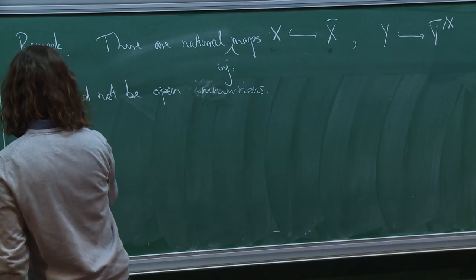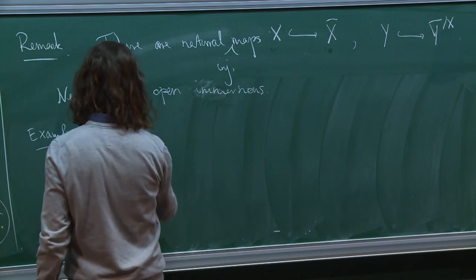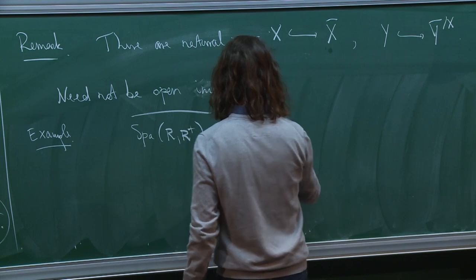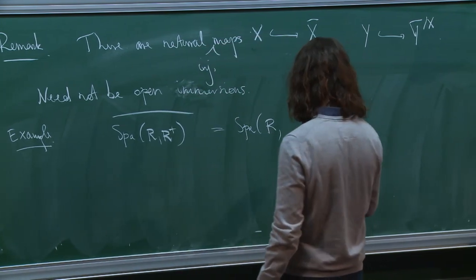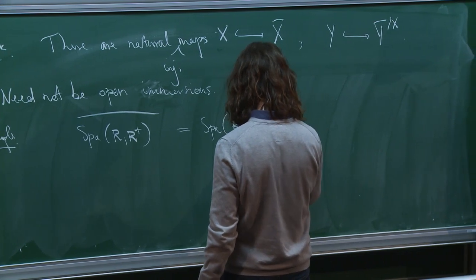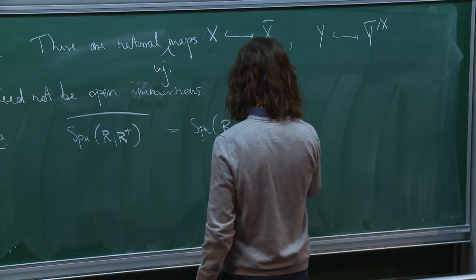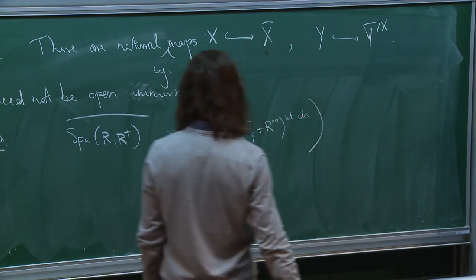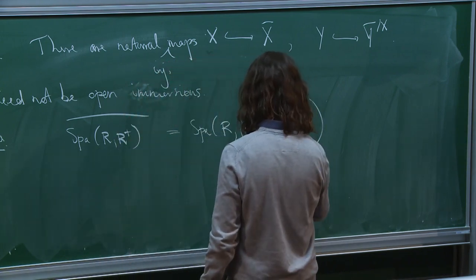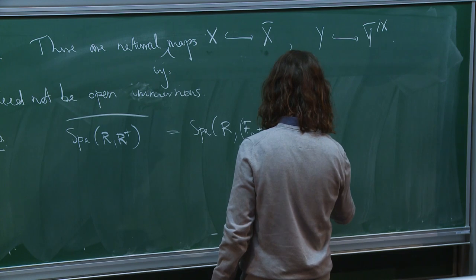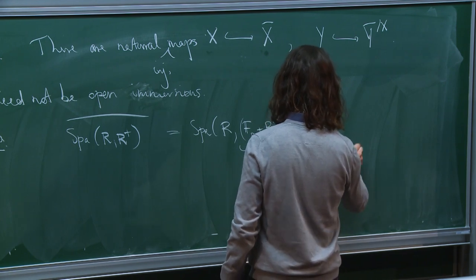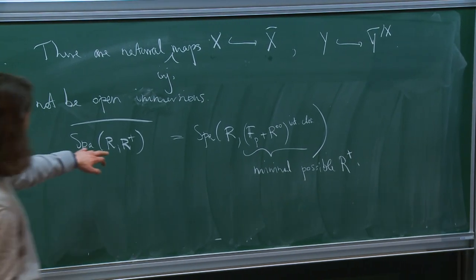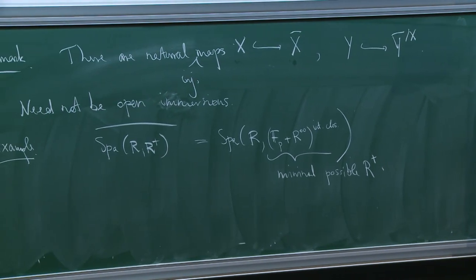Maybe one example. If I take the adic spectrum of some (R, R plus) and I compactify it, then it's this R bar, and then you somehow put the minimal one, R plus being the integral closure of Z plus R circ circ. So this is the minimal possible R plus. So in this way, taking the compactification somehow forgets everything about the R plus.